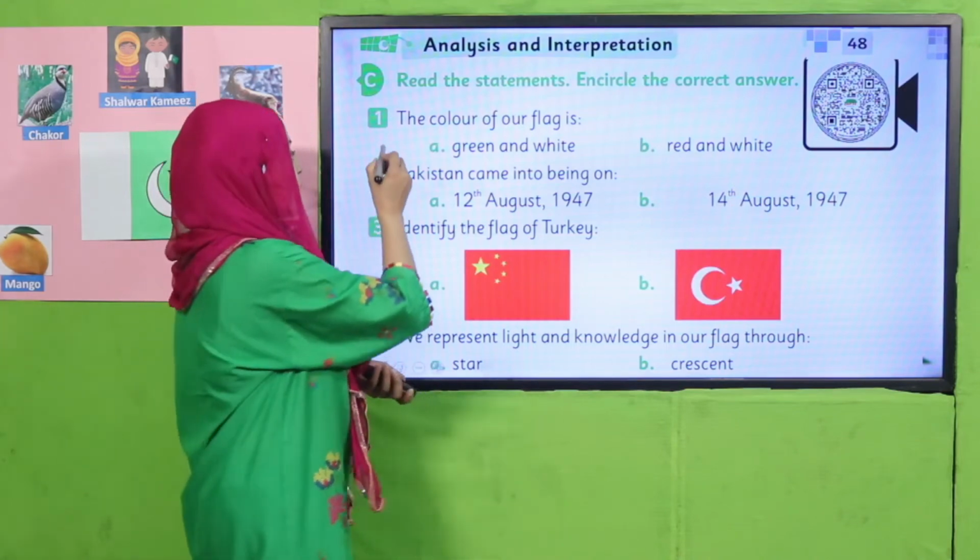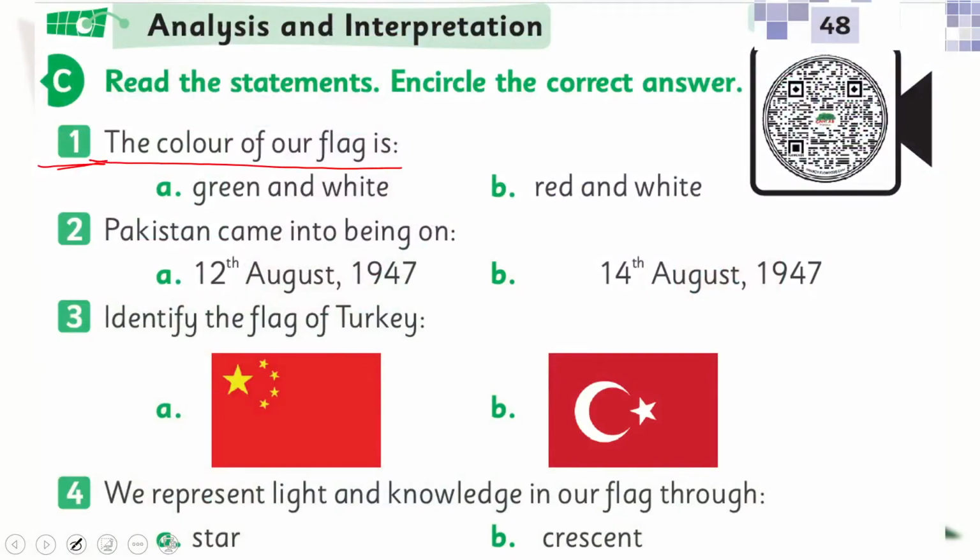So the first statement is the color of our flag is green or white or red or white. It is green and white. Pakistan came into being on 12th August 1947 or 14th August 1947. So it is 14th August 1947.